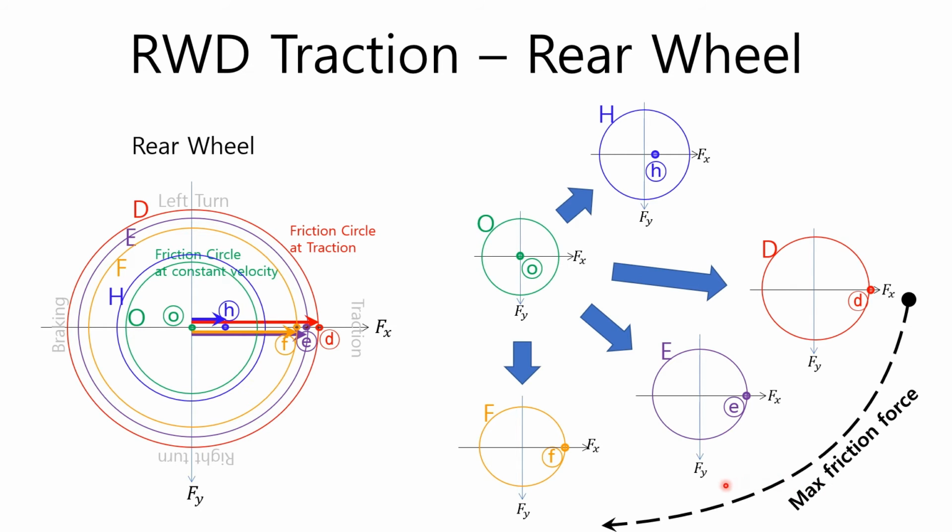At this time, oversteer occurs in the car due to the lateral sliding of the rear wheel, and high-speed cornering can be performed using this.